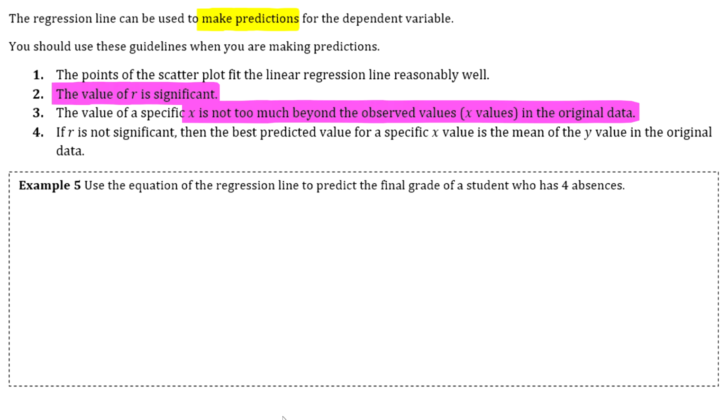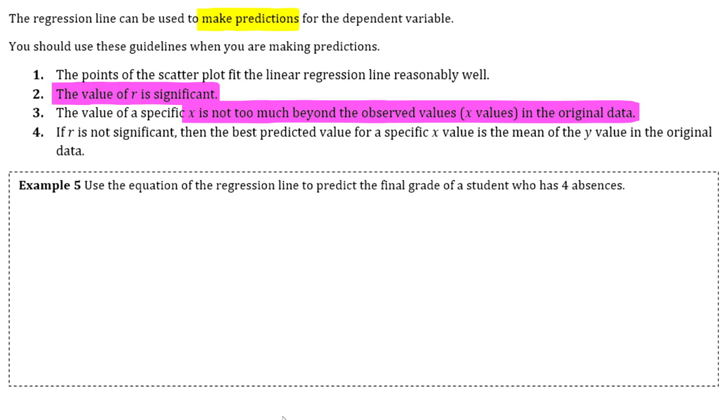Okay, and then the 4th guideline is that if R is not significant, then the best predicted value for a specific X value is the mean of the Y values in the original data. So that's basically like if you're really desperate to have some sort of prediction and R was not significant, then you just find the average of all of the Y values from the original data set and use that as your best predicted value. But typically you don't even do that if R is not significant.